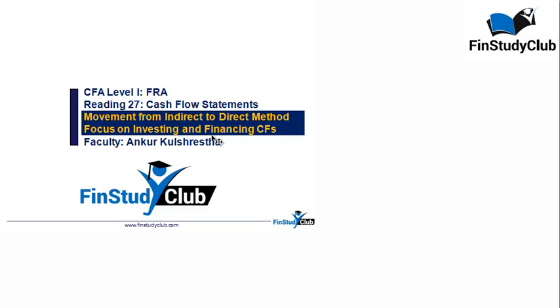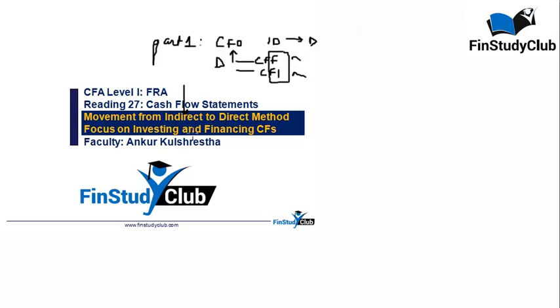Welcome to the session on cash flow statement, wherein we are going to talk about the movement from the indirect method to the direct method. This is part 2 of the video series, wherein in part 1 we already discussed the CFO being converted from the indirect method to the direct method. There we had already talked about how the direct method can be used for CFO, CFF and CFI. In this session we are going to focus upon how we can calculate CFF and CFI by the direct method, while we are given the inputs of the indirect method, which are the income statement and the balance sheet.